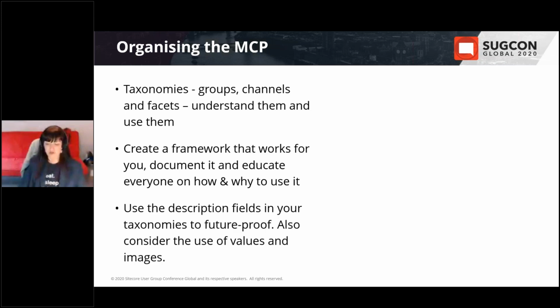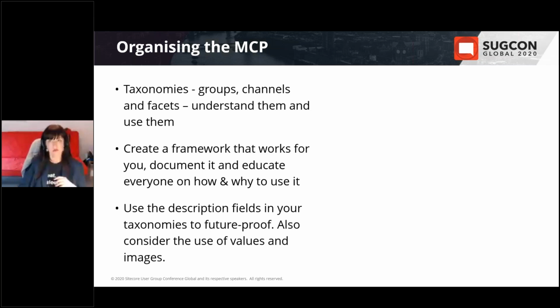Something I'd really encourage you to do is to use the description fields in your taxonomies to future-proof. It'll take you 30 seconds to write a description of what a facet is, or what a campaign group is, or what the profile does. Putting that in there is really, really helpful for the inevitable day when you go off to do other wonderful things, and then somebody else comes along and tries to pick up after you. Having that in there is fantastic.